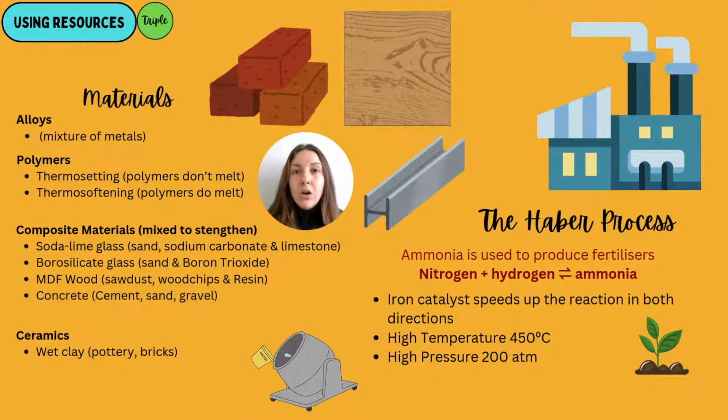The next one is polymers. Now, we've talked about biological polymers, of course, but polymers in the case of materials, we're talking specifically about plastics. And there's two different types of polymers or plastics that you should know. So there's one called thermosetting, and these are polymers that don't melt very easily.